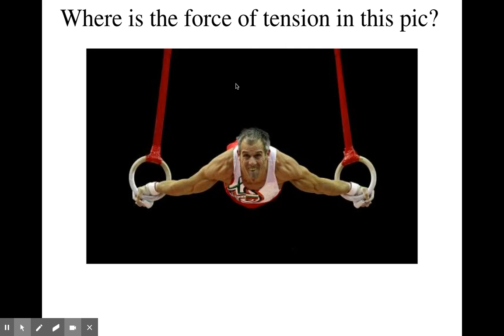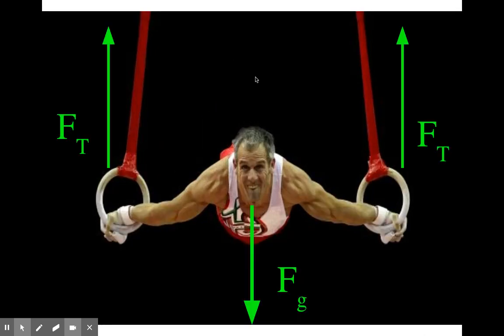So, where in this force is there tension? Well, you're probably thinking to yourself, it's either on the body or on the ropes. So, what do you think? Take a guess. Well, if you said the ropes, you're right.